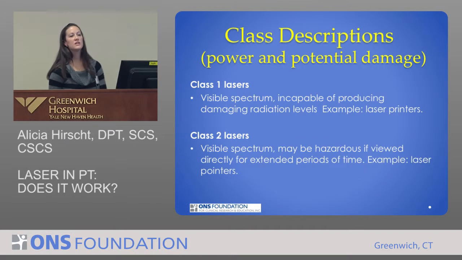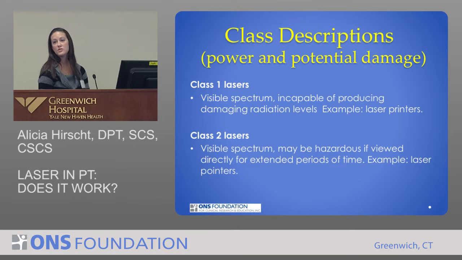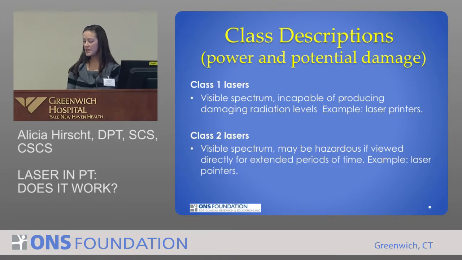So laser is usually classified in how much damage, believe it or not, that it could do to your eye if you were to look at a laser. Class 1 lasers are in the visible spectrum, so it's in the wavelength of light that you can see, usually in the red. A laser printer, it would do no damage to your eye if you were to look at it. That's an example, laser printer. Class 2 lasers are like laser pointers, so it's in the visible spectrum, but it may be hazardous if viewed directly for an extended amount of time.